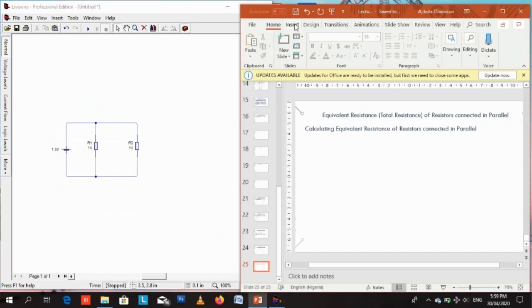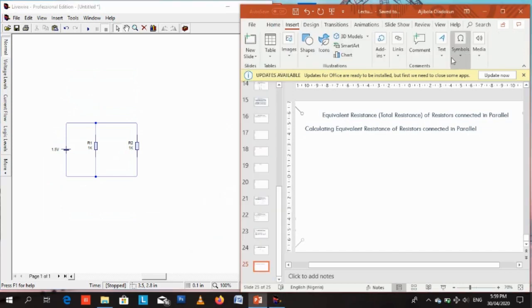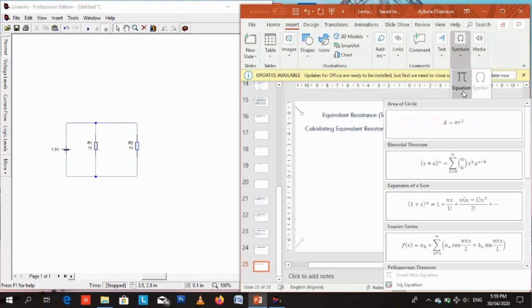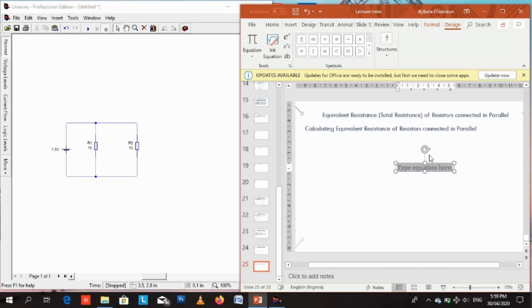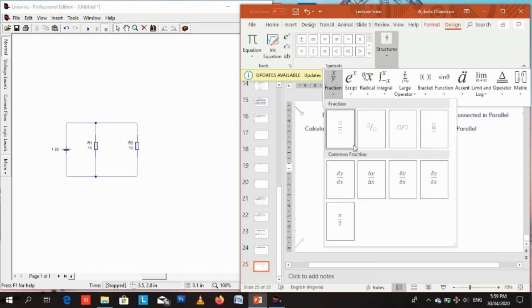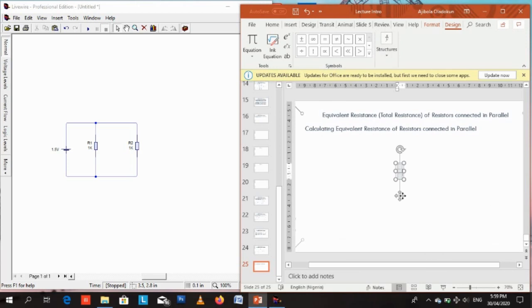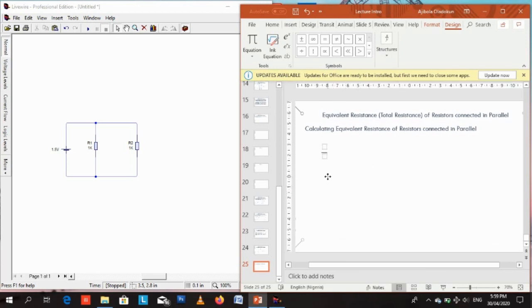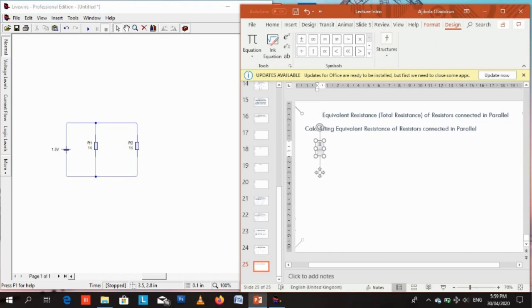Let's insert a text box or an equation, because the formula for total resistance or equivalent resistance of parallel resistors is a fraction, so we need to insert a fraction, the object holder for a fraction under equation in PowerPoint.